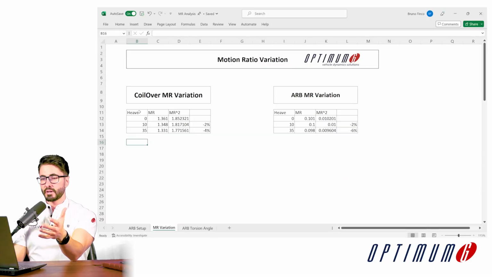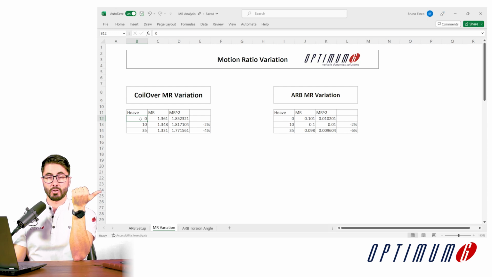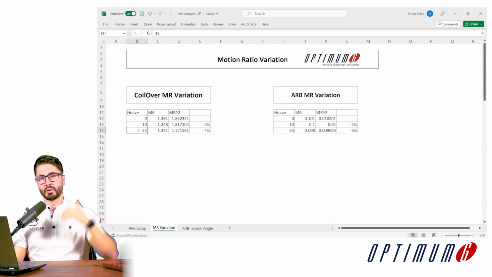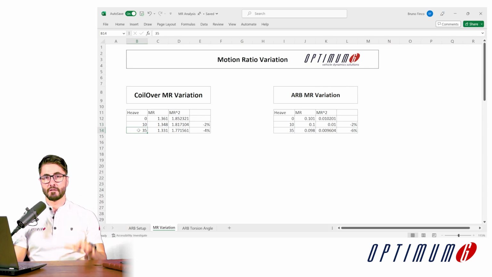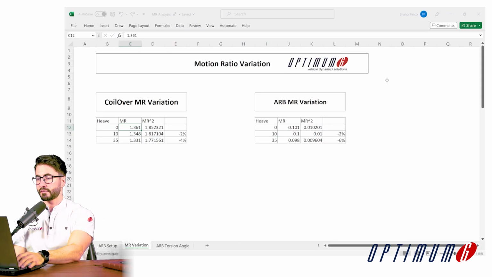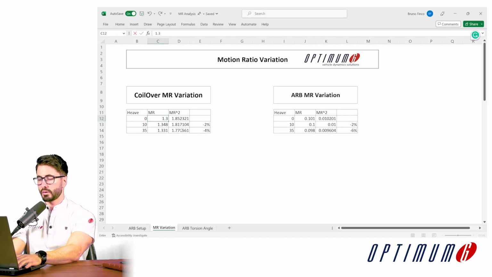So how do we go from motion ratio to wheel rate? Let me show you a very simple spreadsheet that will help us. In this case, I defined 3 different levels of heave. 0, which is a low speed corner, let's say static position. 10, which is a medium to high speed. Maybe high speed can be even lower than that, but I want my reference to be 10 millimeters. And I also put the maximum displacement that I expect for our suspension design. Let's say that in this case, we found a motion ratio of 1.395. So we have static 1.395.